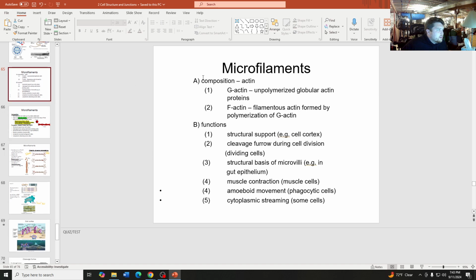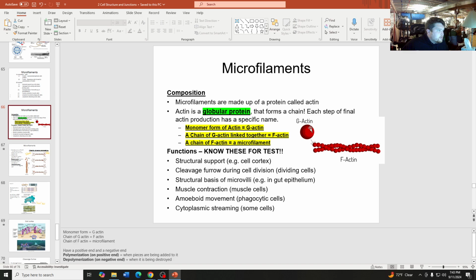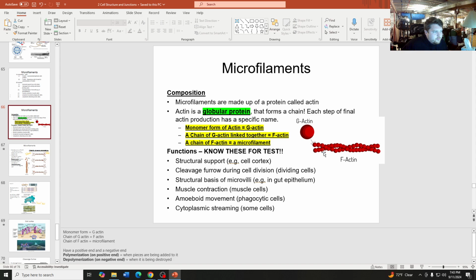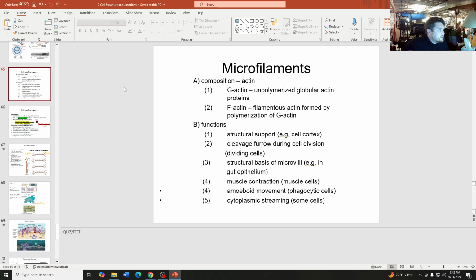Microfilaments, again, these are composed of actin. We already talked about the G-actin and the F-actin, kind of how that's all produced, how you have the single components, as well as going to the F-actin components. The G components are the individual parts, and they form together to form F-actin, then all links together to create a microfilament. Again, more of the functions.